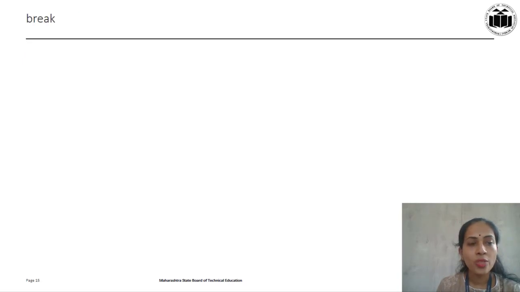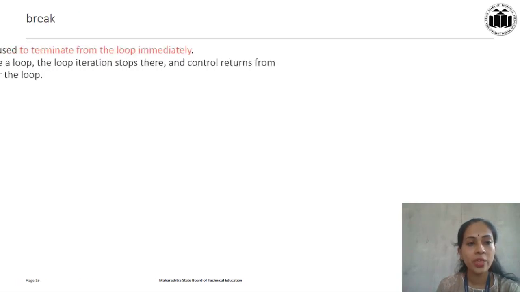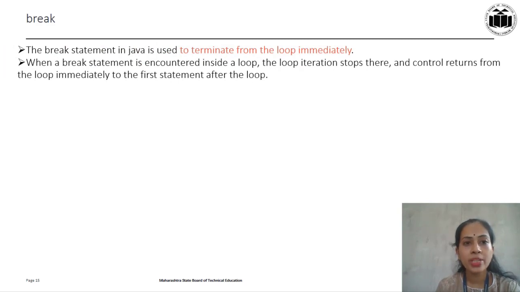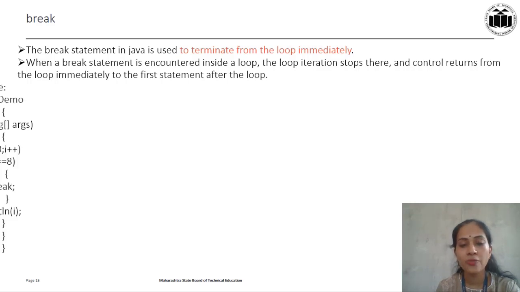So now we will see the use of break keyword. The break statement in Java is used to terminate the loop immediately. When a break statement is encountered inside a loop, the loop iteration stops there and control returns from the loop immediately to the first statement after the loop.